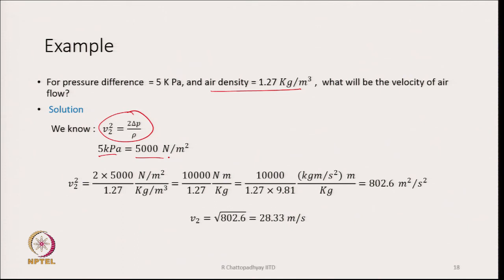So, we can find out what is V2 square. We find it out, it is 802.6 meter square by second square, and therefore, V2 is going to be 28.33. In this particular example, if the pressure difference is 5 kilopascal, the air velocity is going to be 28.33 meters per second.